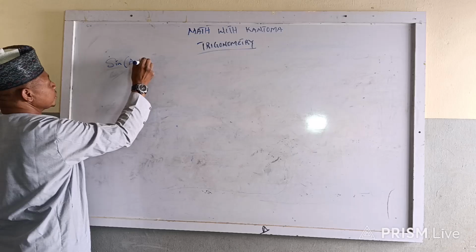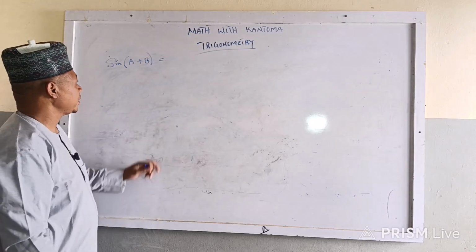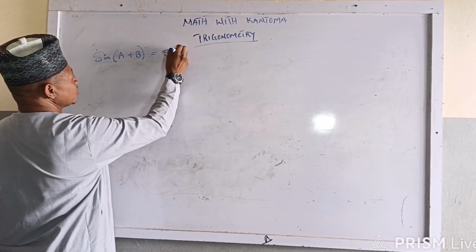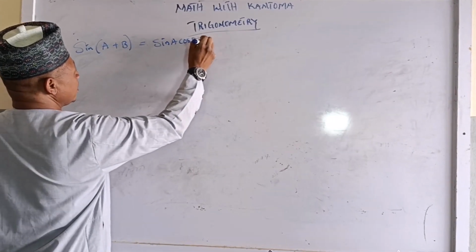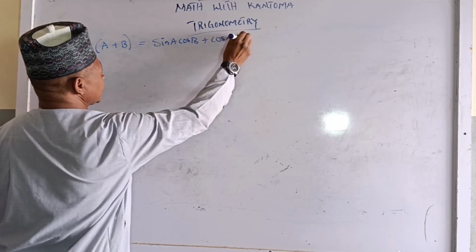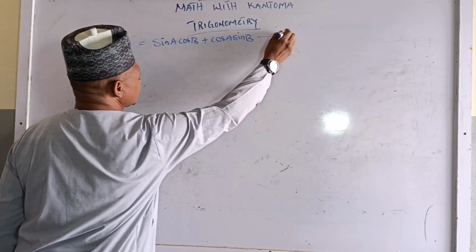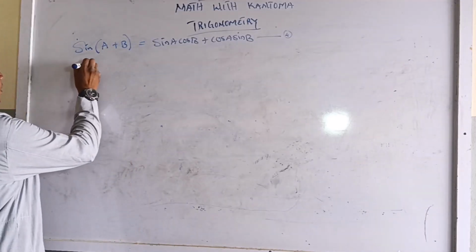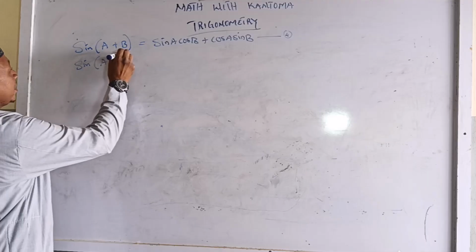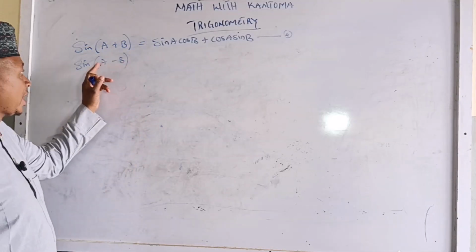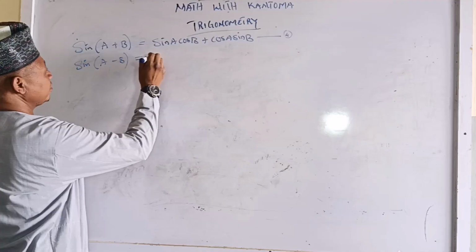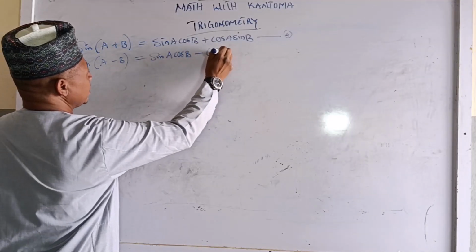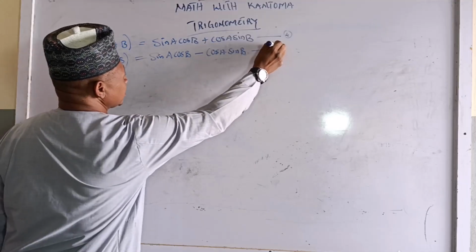Sin (A plus B). We are given two angles now, A plus B. By definition, sin (A plus B) is equal to sin A cos B plus cos A sin B. Let's say this is equation 4. And also sin (A minus B): if one of the angles is negative and the other positive, then we have sin A cos B minus cos A sin B. Let's say this is equation 5.